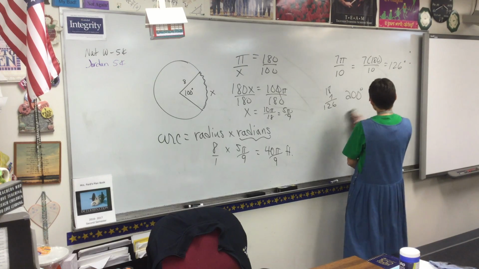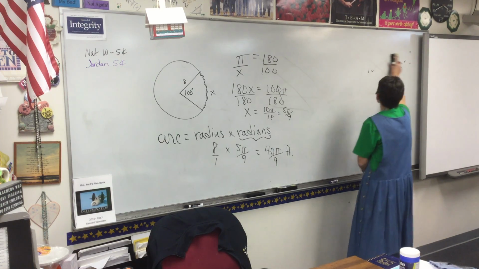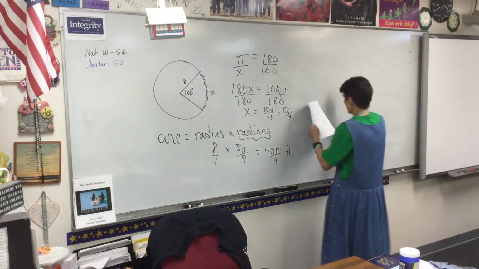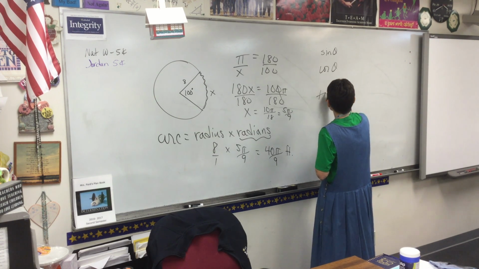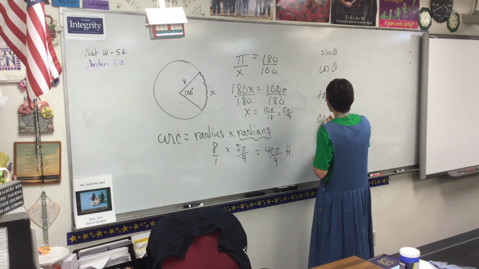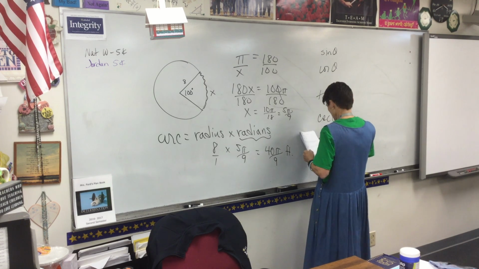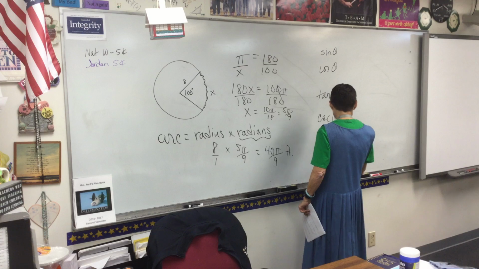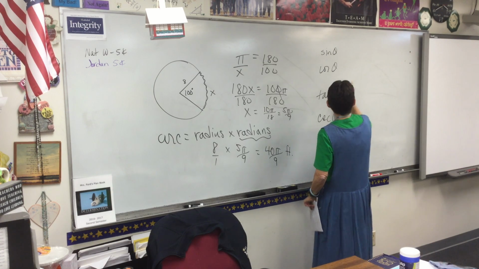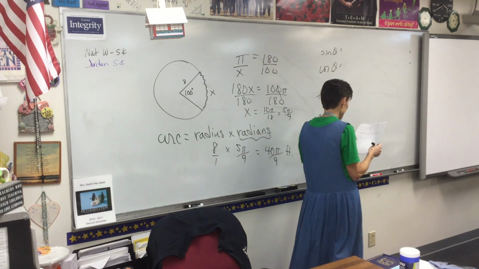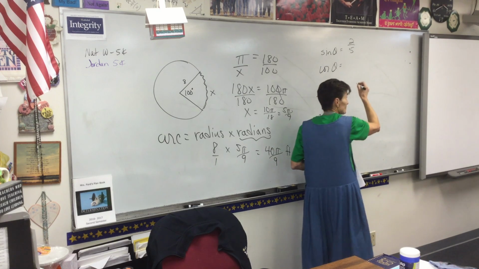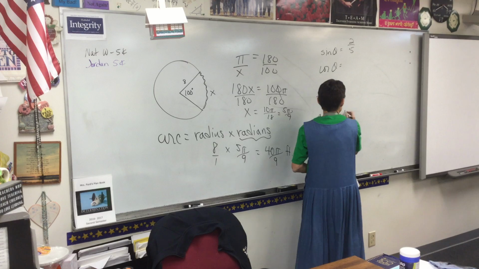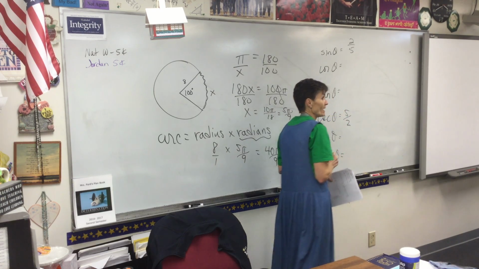Now the next one is the one that has a ton of parts to it. So we gotta find sine, cosine, tangent, cosecant, secant, and cotangent. And one of those they should have given me. They told me the sine was 2/5, which means the cosecant is 5/2.